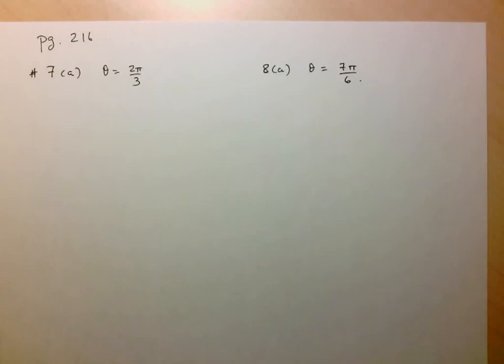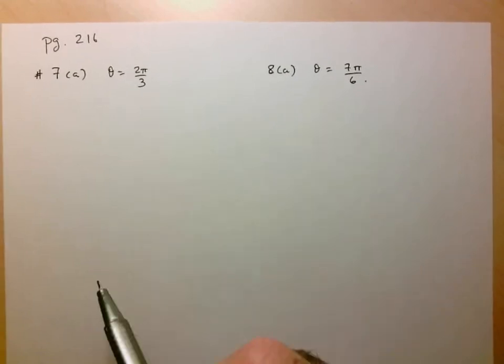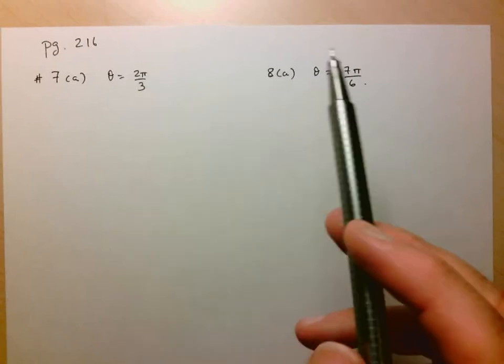Hi folks, we're going to take a look at a couple of questions from page 216. So here we have 7 and 8a. What they're asking us to do is find the trig ratios for these angles here. Now you notice a denominator of 3 here, a denominator of 6.